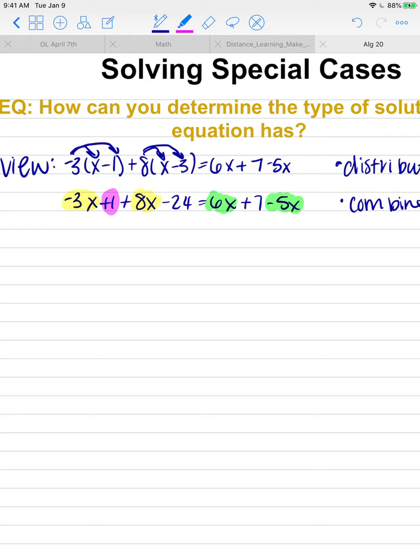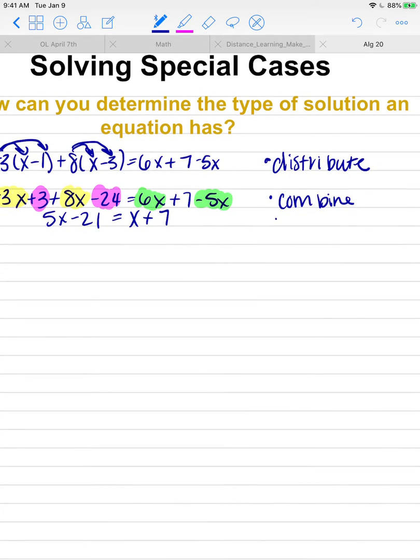Oh, I made a mistake. That's what we do in math, and we learn from our mistakes. This is plus 3. These are also like terms. Remember, like terms are the same variable to the same power or constants. So, combining those like terms, that is 5x minus 21 equals x plus 7.